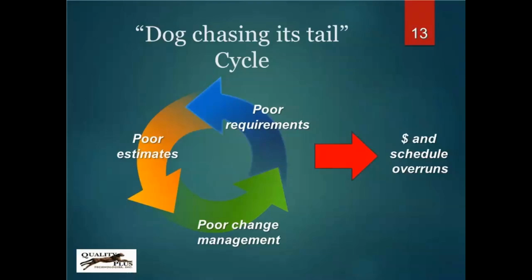Now we've got really a dog chasing its tail. It's like this endless cycle. And what's that lead to? Absolutely cost and schedule overruns.